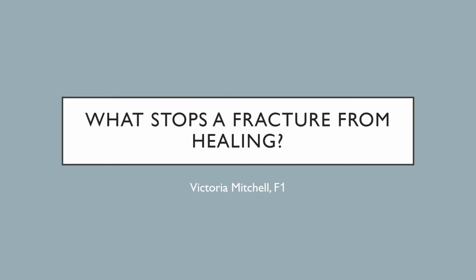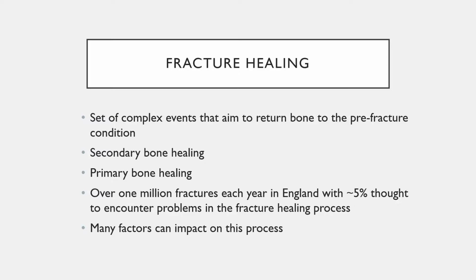Today I've been asked to prepare a POW on what stops a fracture from healing. Fracture healing is a set of complex events that aims to return the bone to its pre-fracture condition. The majority of fractures heal by secondary intention, which involves 5 overlapping steps. These are hematoma formation, inflammation, soft callus, hard callus, and then remodelling.